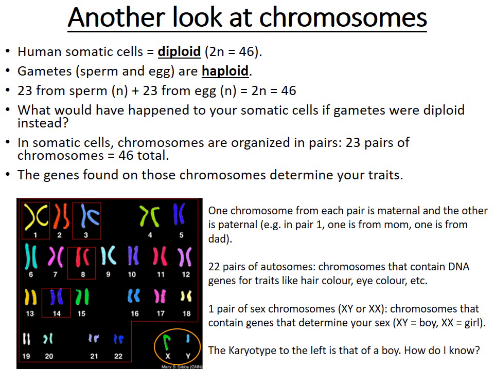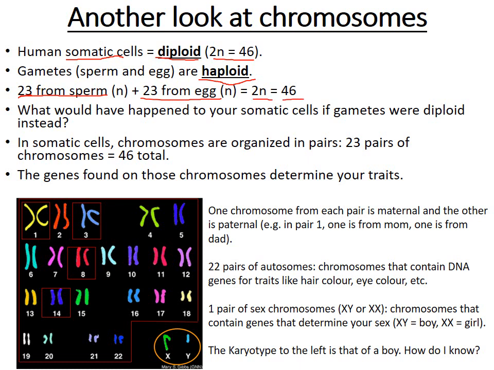So let's do another quick review of chromosomes, because those are super important when it comes to meiosis and mitosis. Remember that your human somatic cells, so anything but sex cells, they're diploid, and in humans it's 2n is equal to 46, whereas gametes are haploid, and in humans that would be n is equal to 23. So 23 from the sperm and 23 from the egg. When they fertilize, they give you 2n, diploid, is equal to 46.